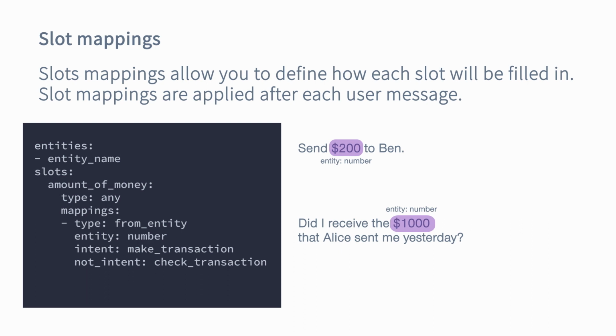But just because we have these additional constraints for intent and not intent, the first message will actually be used to fill in the amount of money slot because it will have the intent make transaction. While the second message, which will be classified as intent check transaction, will not be used to fill in the following slot.